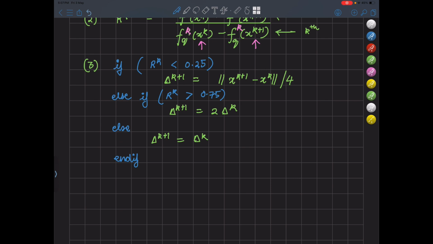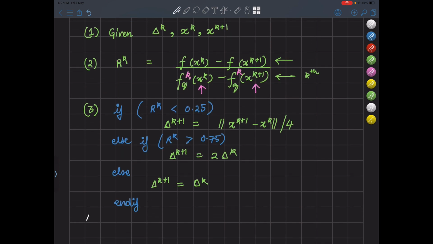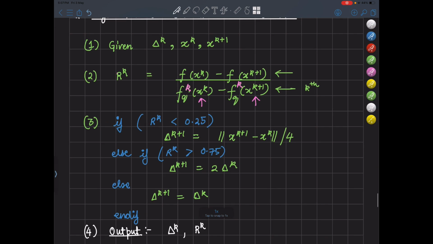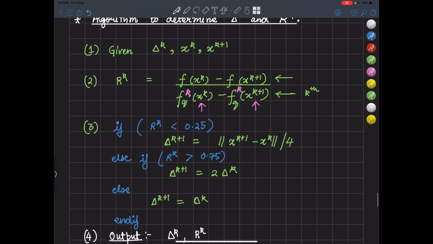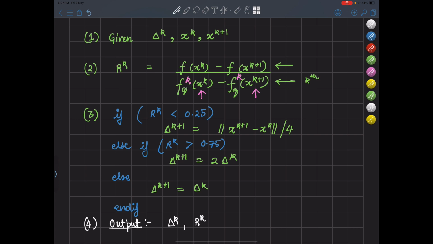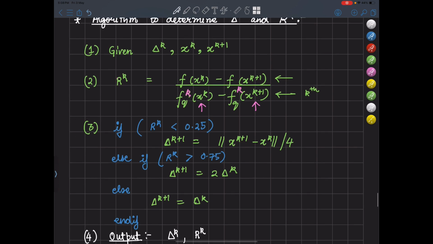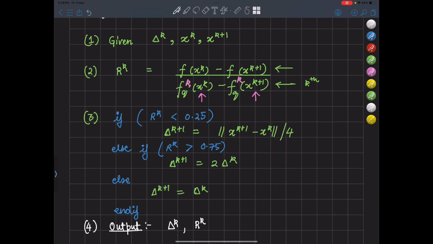So for us the output is delta k and rk. Alright, so this is the algorithm that helps us calculate delta k and rk, basically the radius of the region of trust and the relative decrease in actual function value and the approximated function value. Now using this, how can we optimize the function? So this is one of the algorithms that is used within the optimization algorithm.